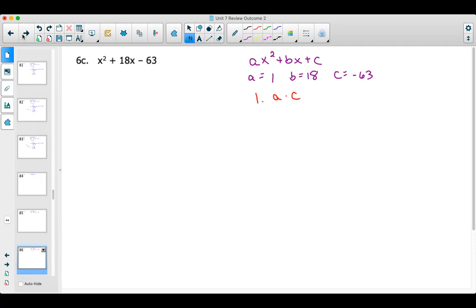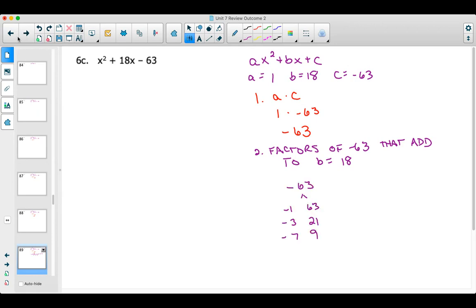Our factors of negative 63 are negative 1 and 63, negative 3 and 21, negative 7 and 9. And the ones that add up to 18 are negative 3 and 21. Again, a is 1 in this example, so we don't have to split the middle. We can just go straight to our factors: x minus 3, x plus 21, and we're done.